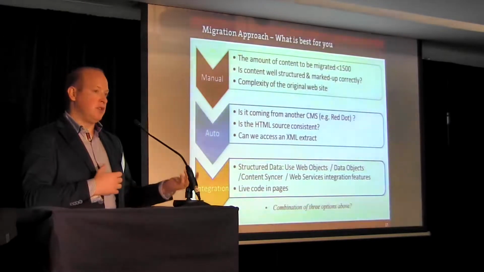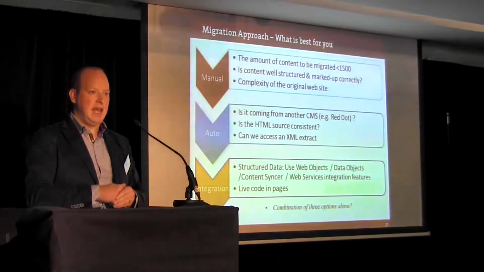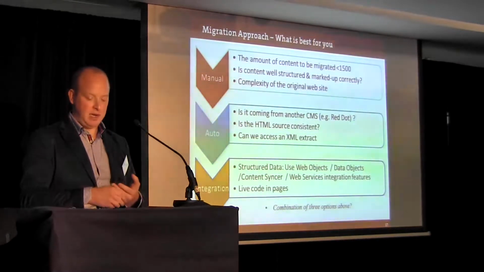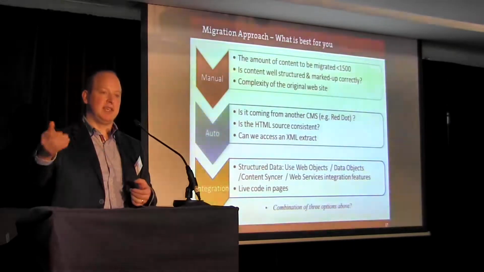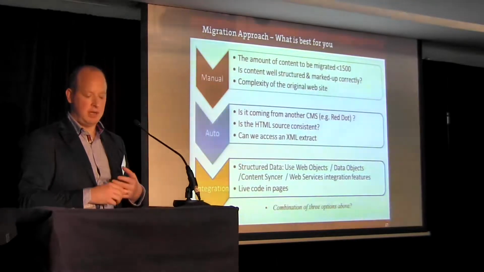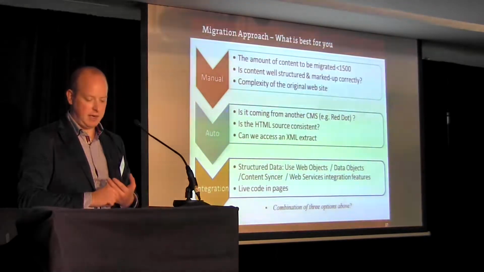For manual, you have a lot more control and a lot more QA, so you're QAing as you're going along. When it's auto, basically anything over the 1,500 to 1,600 mark, you're going to look at auto migration, and that's where we can use a combination of the HTML importer and some of the tools that are there.